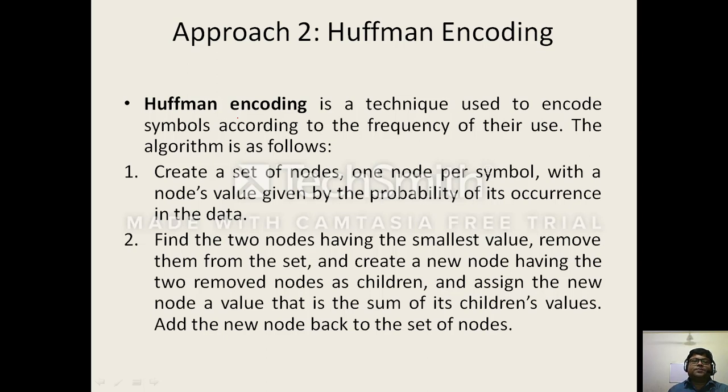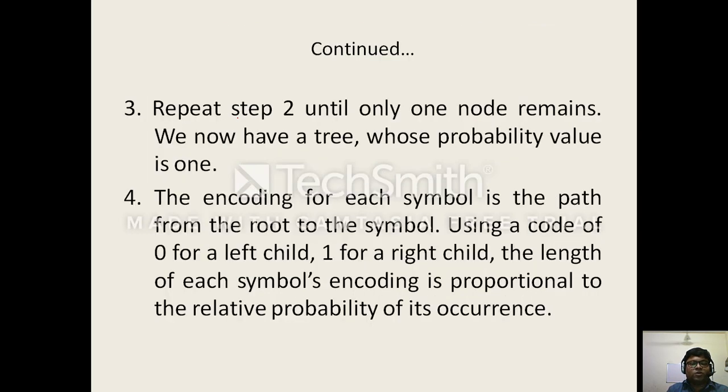Now let us see the second approach, that is Huffman coding. Huffman coding is a technique used to encode symbols according to the frequency of their use. The algorithm is as follows. There are 4 steps. But before that, let us try to understand this with a suitable example. Then we will come back to the algorithm.